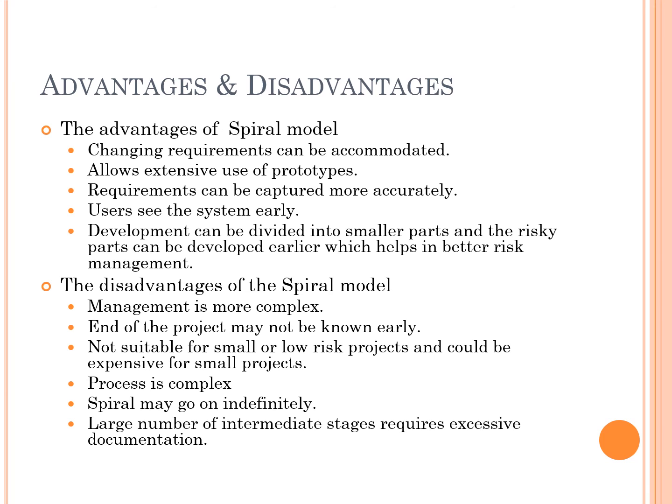The advantages of the spiral model are: changing requirements can be accommodated, it allows extensive use of prototypes, requirements can be captured more accurately, users see the system early, and development can be divided into smaller parts with the risky parts developed earlier, which helps in better risk management. Disadvantages are: management is very complex, the end of the project may not be known early, it is not suitable for small or low risk projects and can be expensive for small projects, the process is complex, the spiral may go on indefinitely, and a large number of intermediate stages requires excessive documentation.